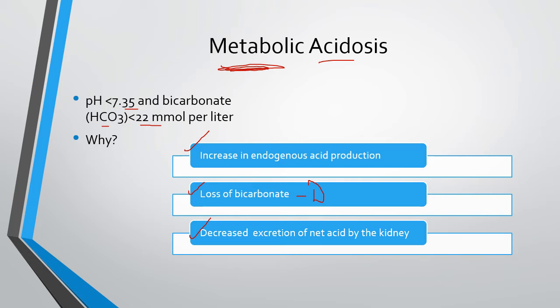When will this happen? This will happen when there's an impairment of the kidney's function. So basically, either acute kidney injury or chronic kidney disease. In acute kidney injury, you'll have a different acid-base disorder. I'll mention that later. But in chronic kidney disease, metabolic acidosis is the most common.